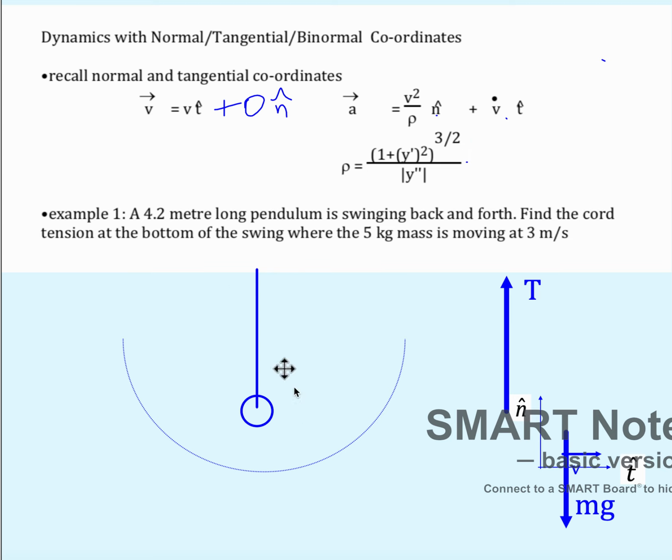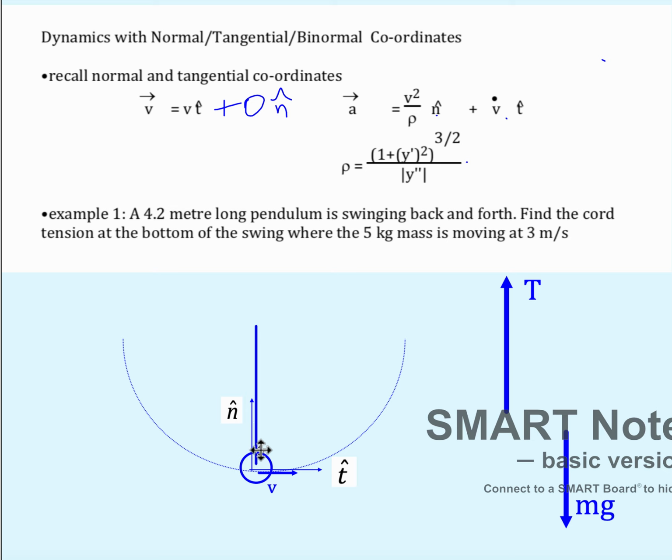So the simplest one, the pendulum swing. Here we have a pendulum swinging back and forth, and it moves in a circular path. We want to find the tension at the bottom of the swing, or the bottom of the path. At that point, its velocity will be tangential, and our coordinate system is going to have n hat in the inwards direction and then t hat in the tangent direction.